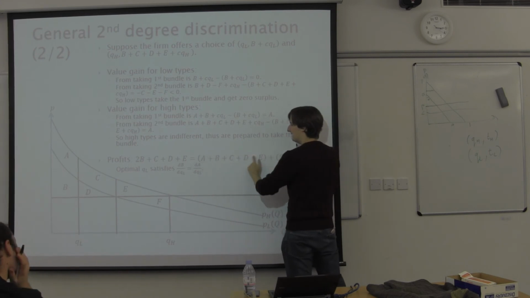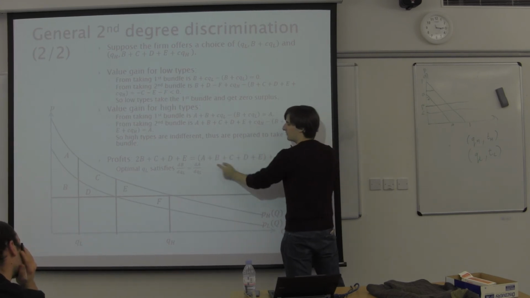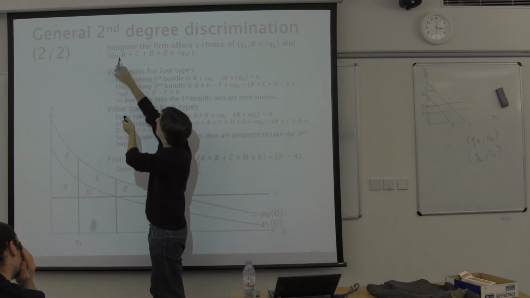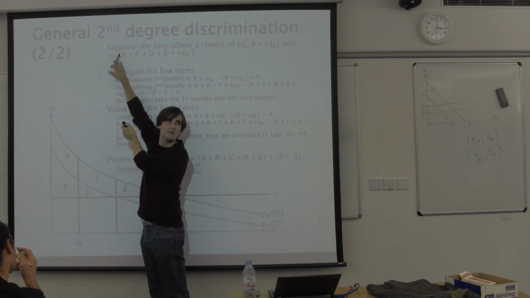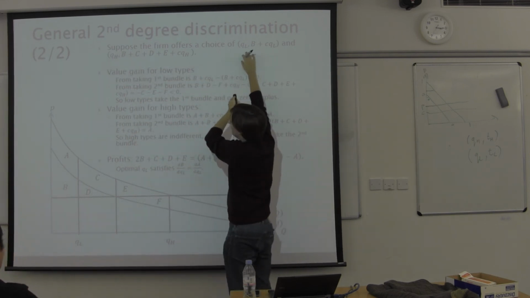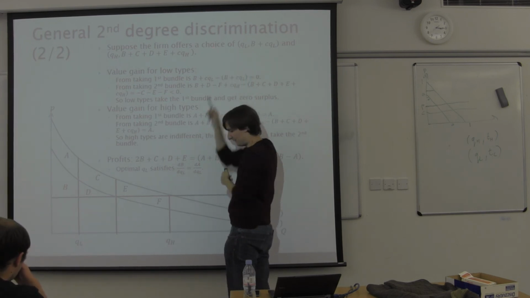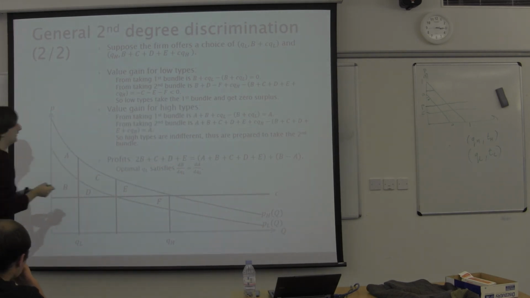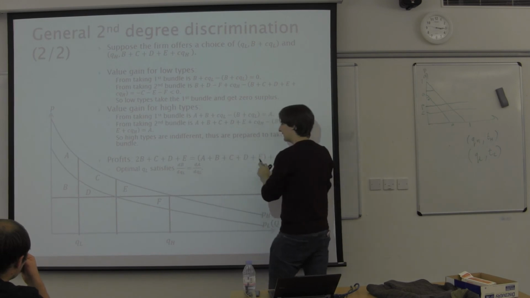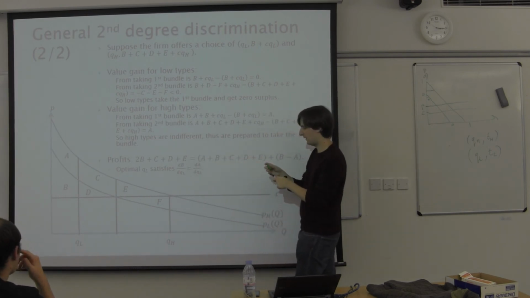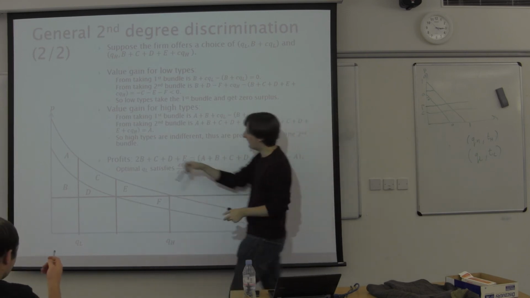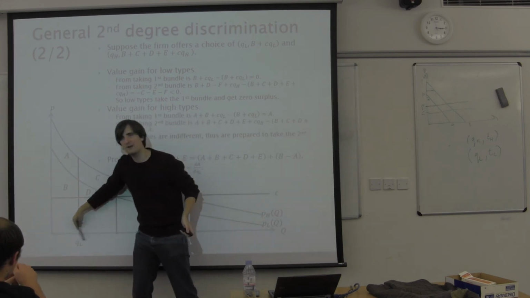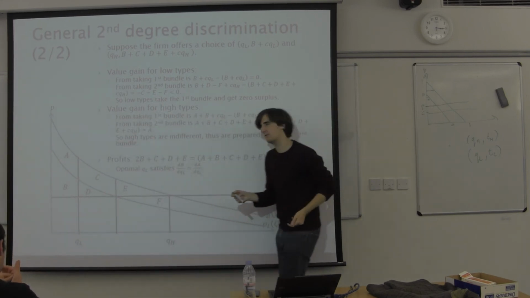And why rewriting like this helps is because once we've written it like this, we have this expression here, which isn't going to be a function of QL. Remember we said QH should be at the efficient level, so we know what QH is, but we don't know what QL is. So the firm wants to choose QL in order to maximise their profits overall. And if we write their profits like this, then we have this expression here, which isn't a function of QL, because this A plus B plus C plus D plus E is the area of this big triangle here. It doesn't matter where QL is, the area of the triangle is going to stay the same.